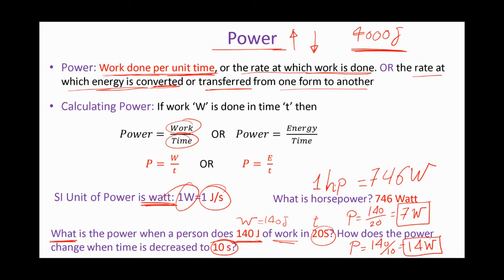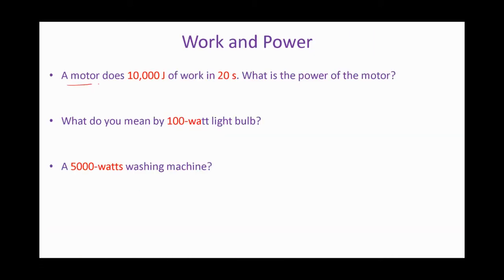Let's try to solve some problems. A motor does 10,000 joule of work in 20 seconds. What is the power? Of course, 10,000 divided by 20. It will be 500 watt.